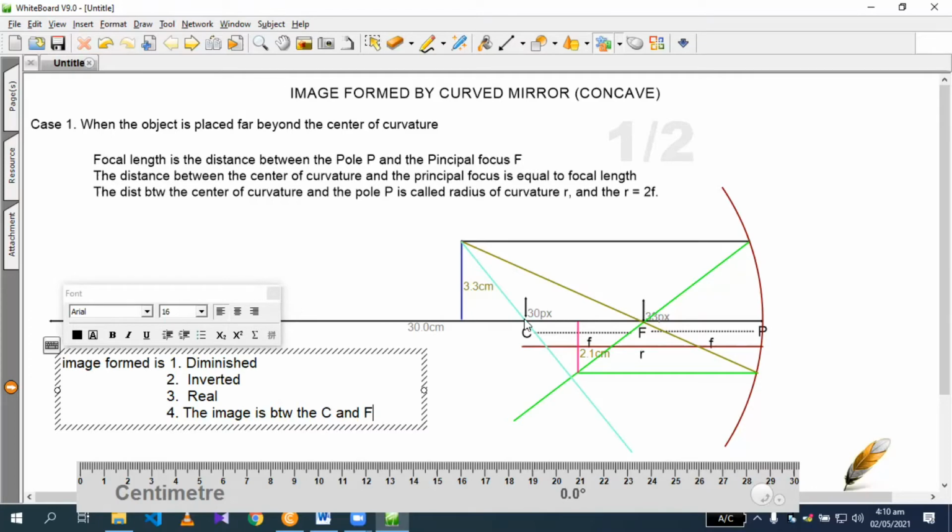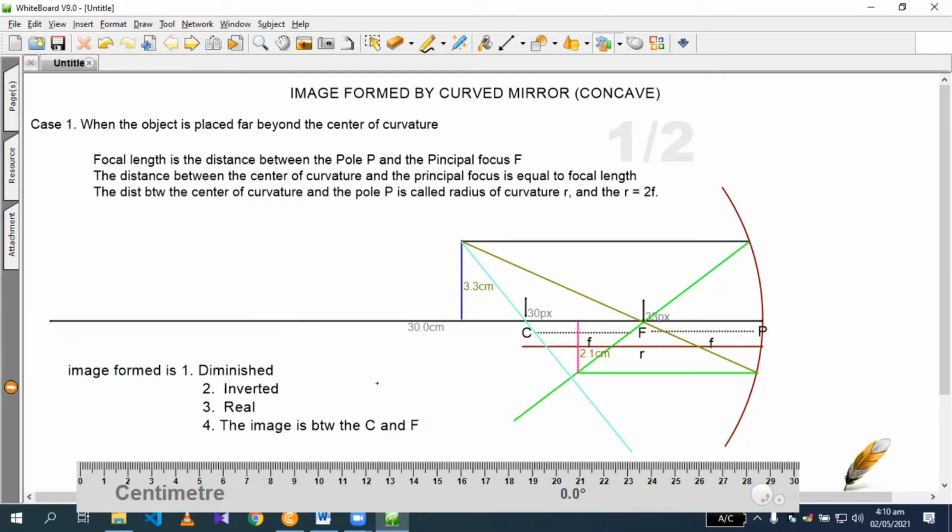And those are the four characteristics of the image formed by what? A concave mirror when the object is placed beyond C. Good. That's all about that. And let's look at case 2.